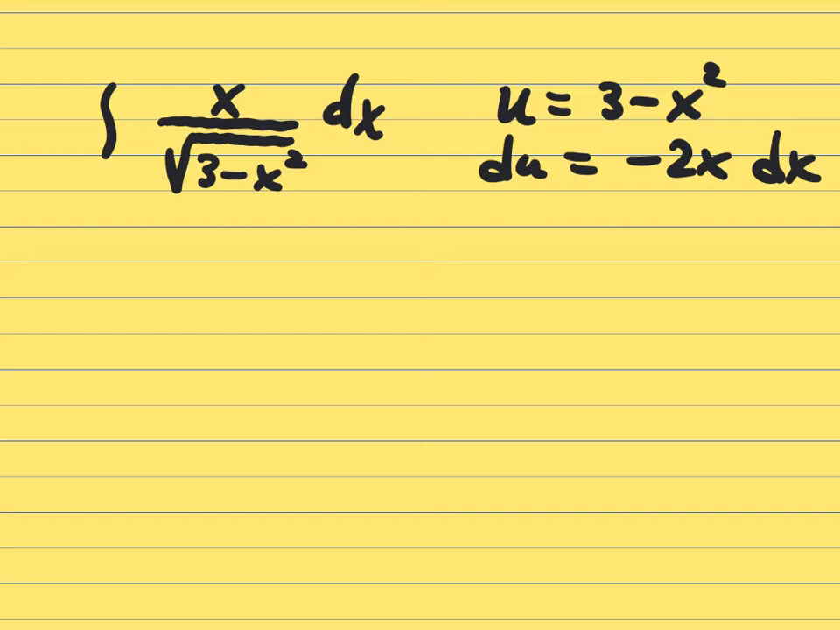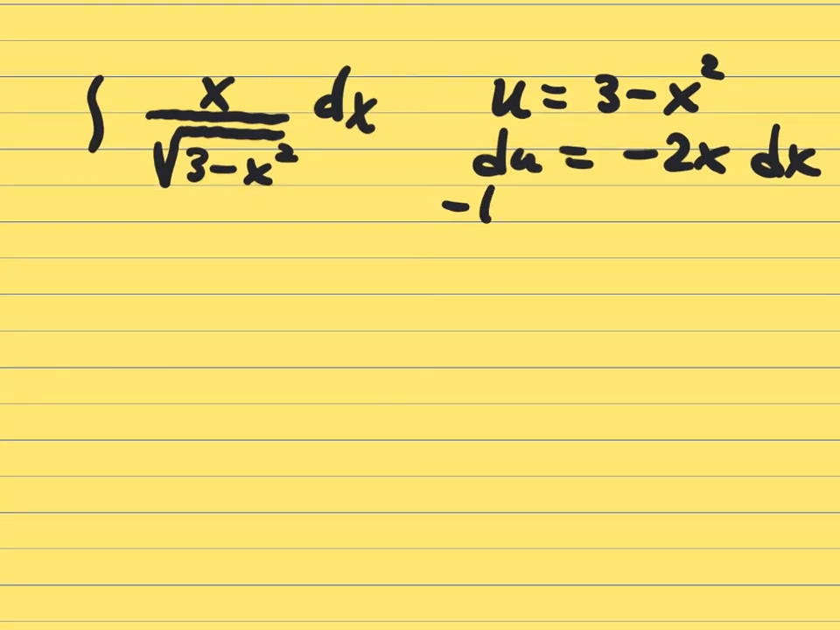Glance over at the original problem. The substitute was in the denominator under the radical. The rest of that integral was x dx. We're pretty close to it in our du line, but let's divide both sides by -2. And that'll put us where we need to be. Looking at the original problem, across the top you have x dx. Let's replace that with -1/2 du.